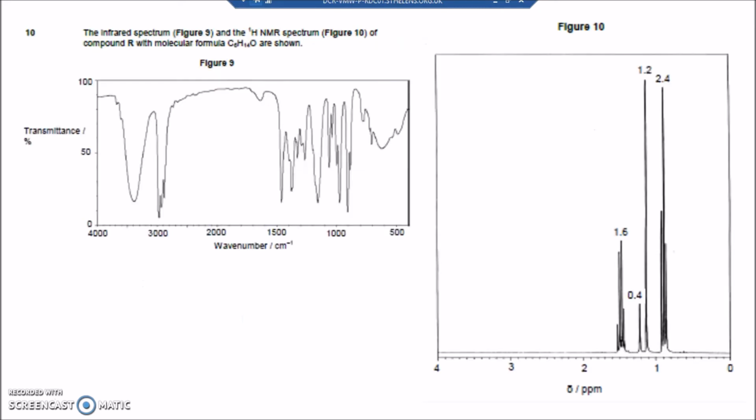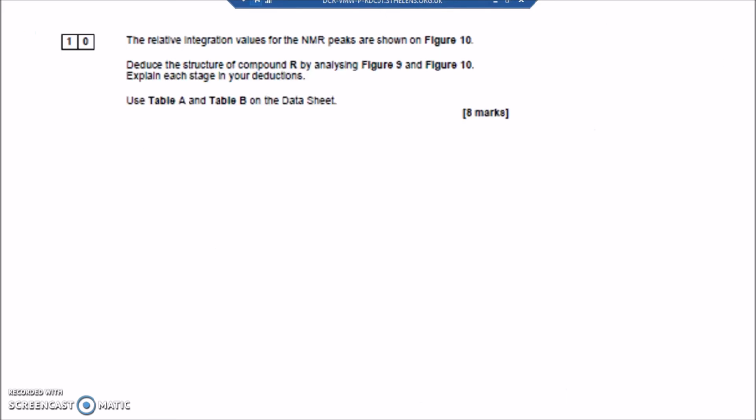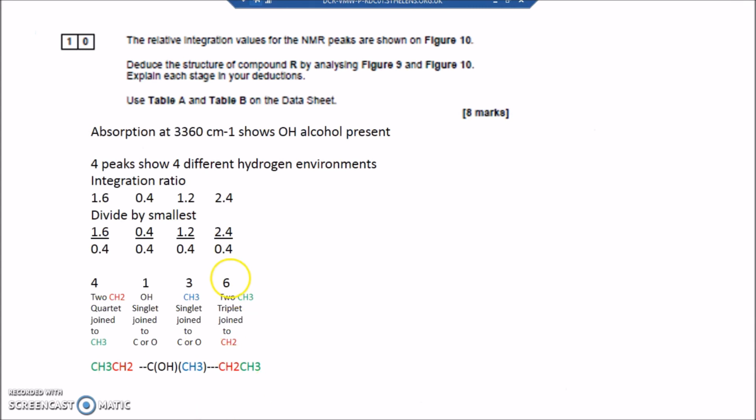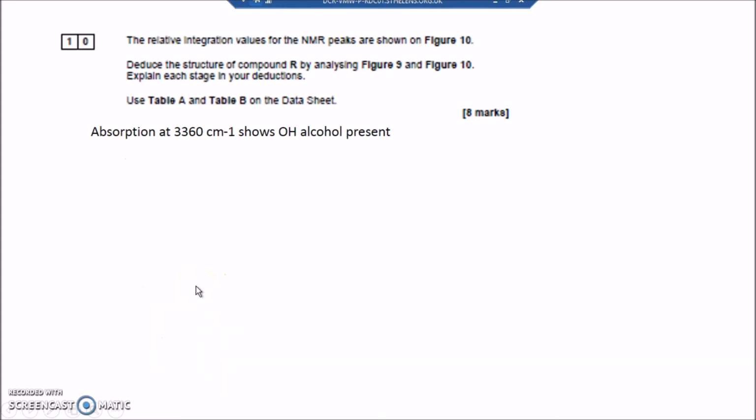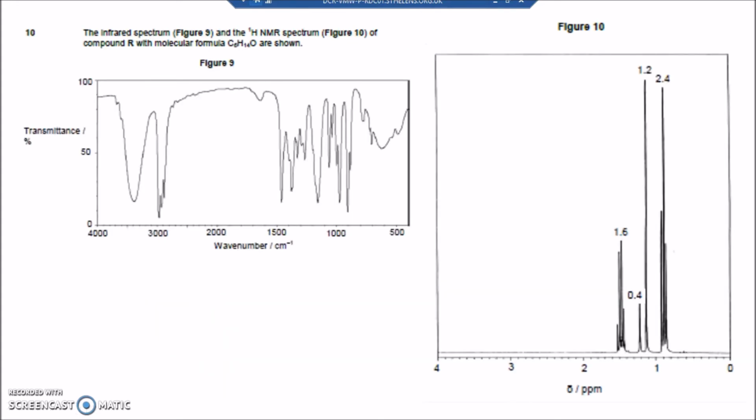So what have I got? 4, 1, 3 and 6. Well, one of the H's is going to be an OH, so I know my 1 is an OH. So I know that for a start. The one that's got an integration of 1 must be the H on the OH. Now I've got 4, 3 and 6. Usually a 3 is a CH3, so 3 hydrogens on a CH3. This is going to be 3 hydrogens all the same. It's probably going to be a methyl group.